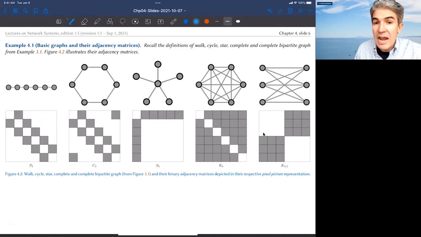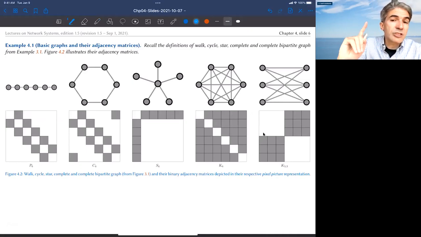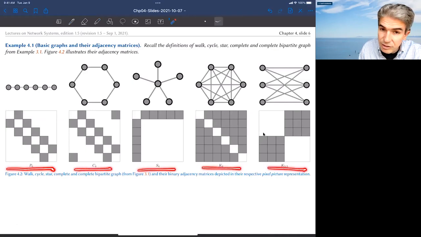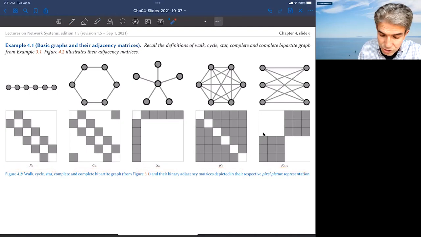They have a binary adjacency matrix associated to them. Moreover, their binary adjacency matrices are even symmetric, because these were basic undirected graphs. In an undirected graph, whenever there is an edge from I to J, there's an edge back from J to I. And so all of these pictures here, the adjacency matrices for P6, C6, S6, K6, K33, are, as you see here, symmetric. Each of them is symmetric.